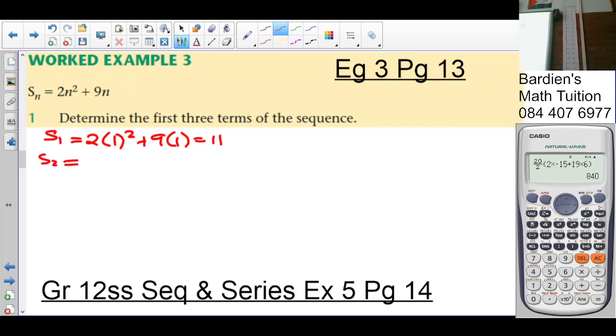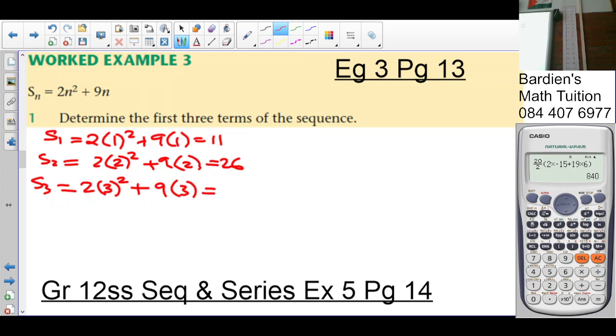S2, the sum of 2 terms. So it will be 2 into 2 squared plus 9 times 2. 9 times 2 is 18 plus 8 is 26. Is that correct? S3. It's going to be 2 times 3 squared is 18 plus 9 times 3, which is 27. 18 and 27 is 45. Is that correct? But remember, this is the sum of 3 terms. The sum of 2 terms. The sum of 1. How do I know that? It's coming from the formula given.